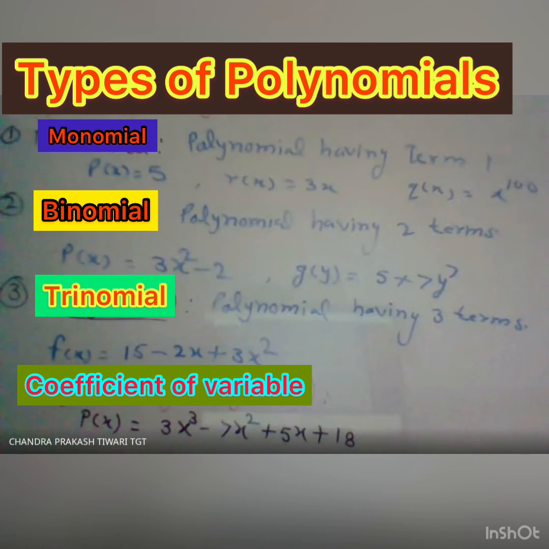So if the question says, what is the coefficient of x square in this given polynomial? Your answer will be minus 7. Otherwise, if the question says, what is the coefficient of x? You will observe where the x is in this polynomial. Here the third term has x only. So the coefficient of x is 5. This is the answer to this question.